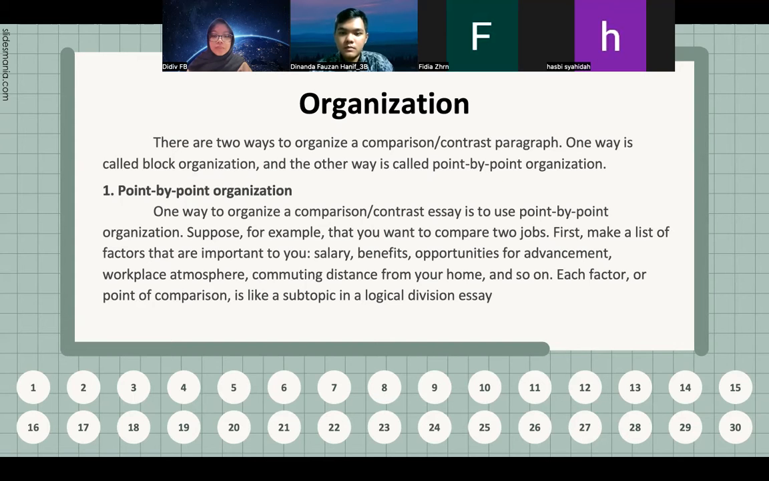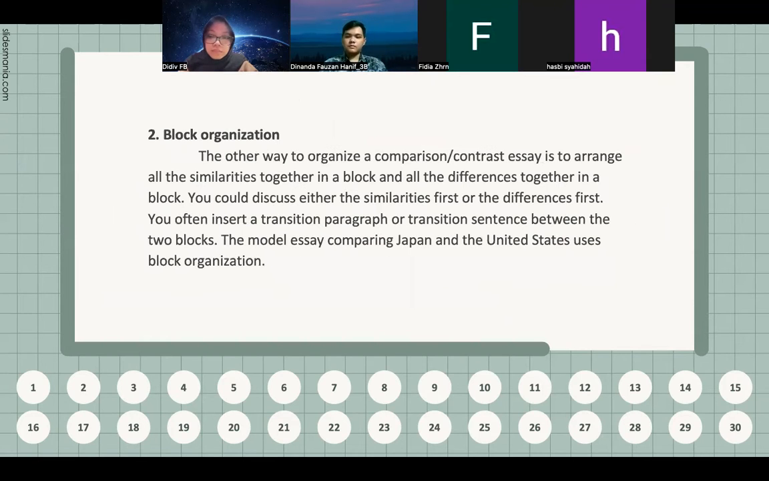Suppose, for example, that you want to compare two jobs. First, make a list of factors that are important to you: salary, benefits, opportunities for investment, workplace atmosphere, commuting distance from your home, and so on. Each factor or point of comparison is like a subtopic in a logical division essay. Okay, next please.